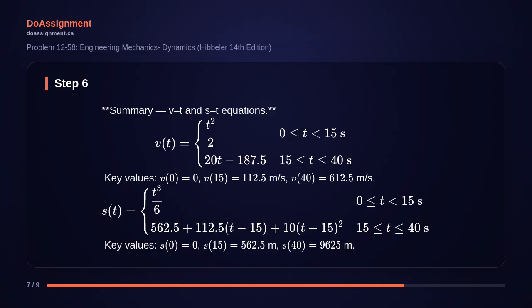Key values are velocity 0 at time 0, 112.5 meters per second at 15 seconds, and 612.5 meters per second at 40 seconds. Position 0 at time 0, 562.5 meters at 15 seconds, and 9,625 meters at 40 seconds.